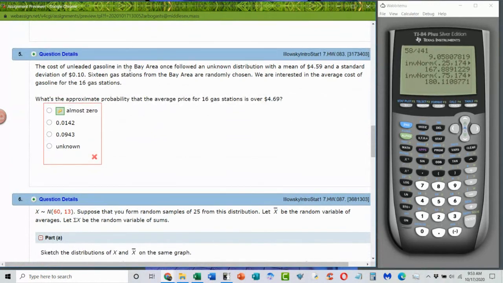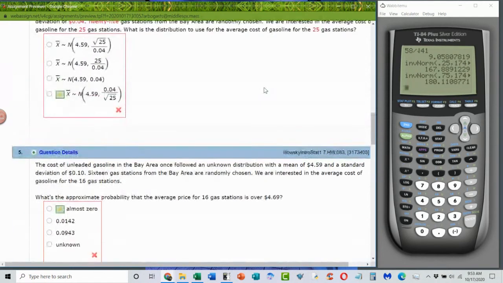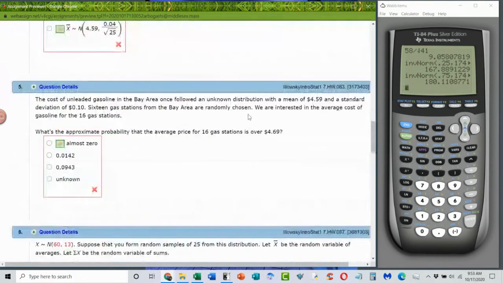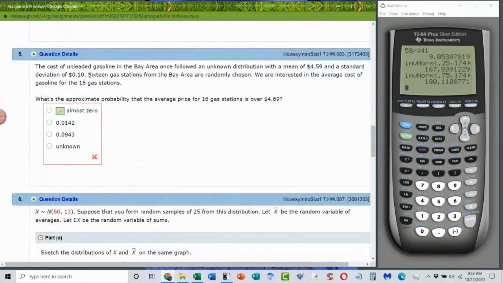Here, the cost of unleaded gas in the Bay Area once followed an unknown distribution with a mean of $4.59. I kind of took that from this problem here. And a standard deviation of 10 cents. They then sample 16 gas stations, and they want to know the probability of finding an average price over $4.69.